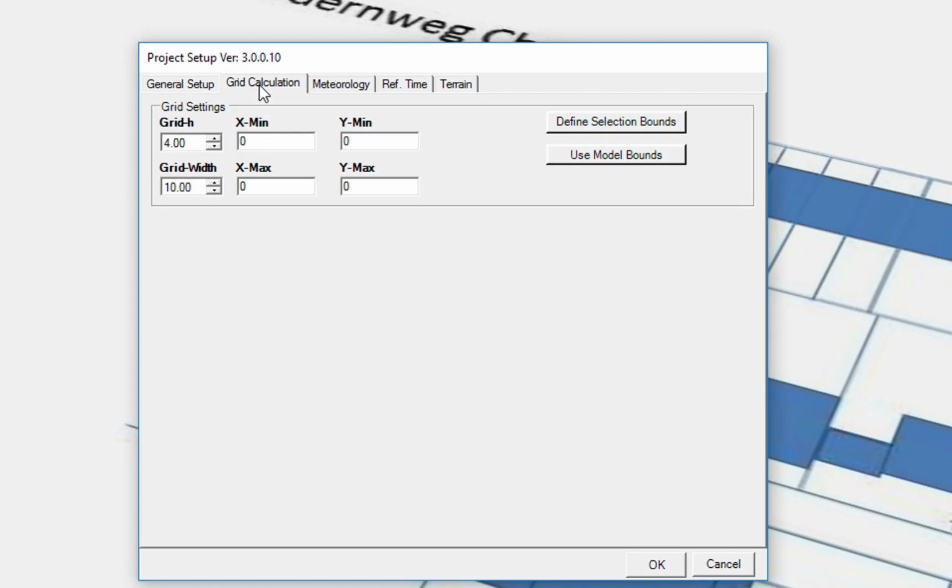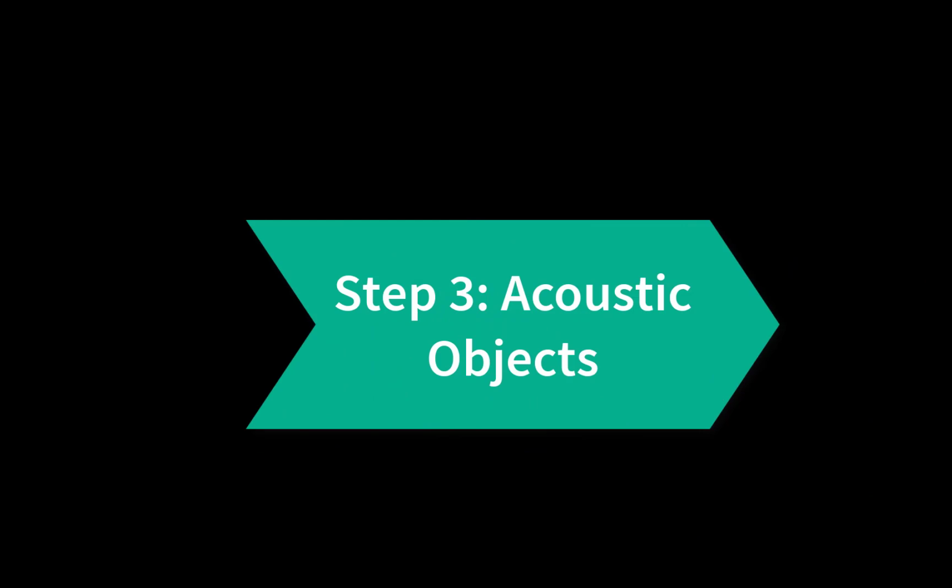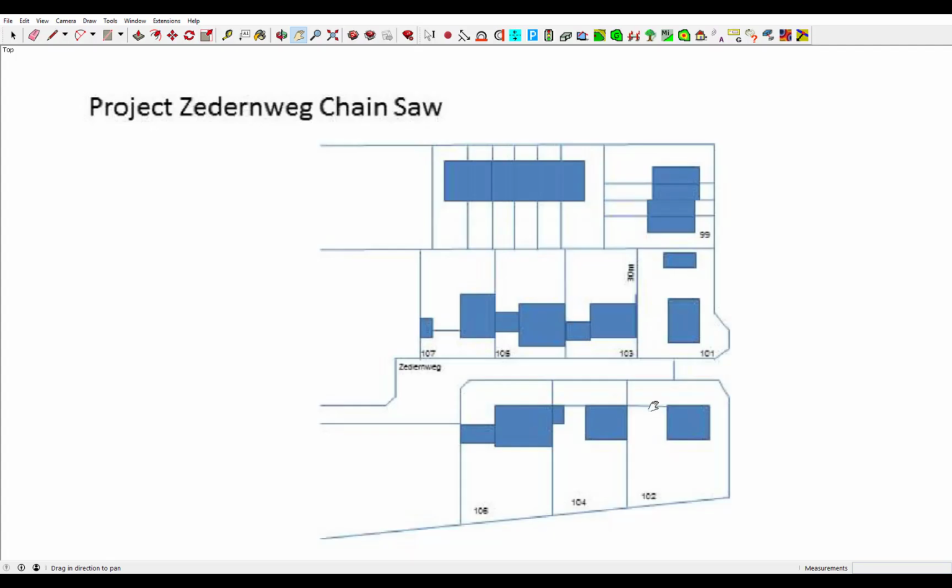Next will be to define the grid for the calculation engine. In our case, we will say use model bounds, which means that the entire model will be considered for the calculation process. In the next step, we will set up acoustic objects, which are the buildings on the floor plan, and also a noise source and a receiver point.